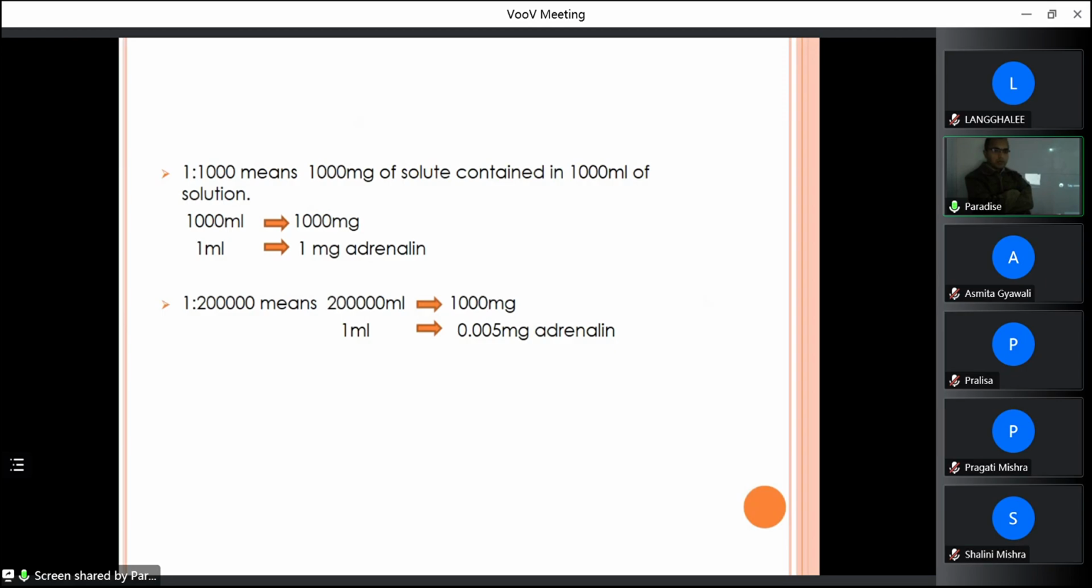Similarly, 1:2 lakh means 2 lakh ml of solution consists of 1 gram of adrenaline. If you convert gram into mg, it is 1000 mg of adrenaline. So 1 ml of solution consists of 1000 by 2 lakh mg, that is 0.005 mg of adrenaline in 1 ml of local anesthetic solution. If your local anesthetic solution has adrenaline in the dilution of 1:2 lakh, then 1 ml of local anesthesia consists of 0.005 mg of adrenaline.